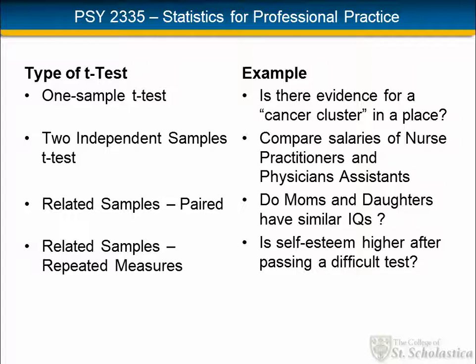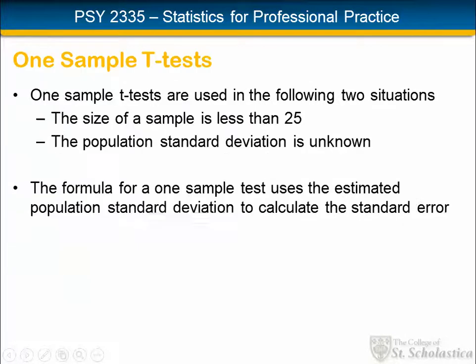So we would measure before and after, and then for each person we would subtract the before score from the after score and get just one set of difference scores. So those will be our three types of t-test that we'll be working with in this segment.